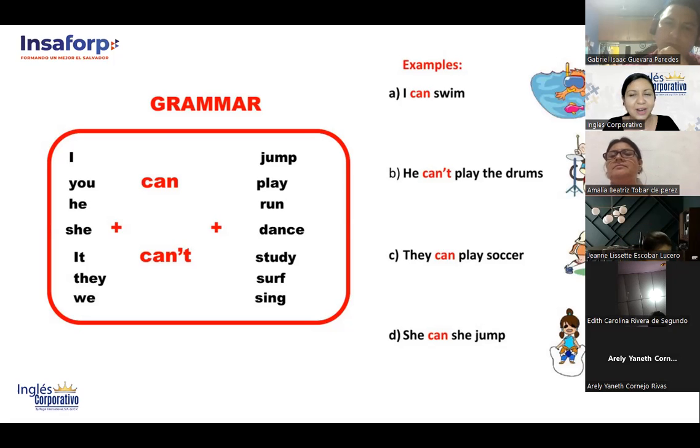Okay, Carlos can ride a car, but he can't ride a boat. Arely can ride a car. Gabriel can swim. Oh, Heriberto can't fix a car. You need to go to the mechanic.